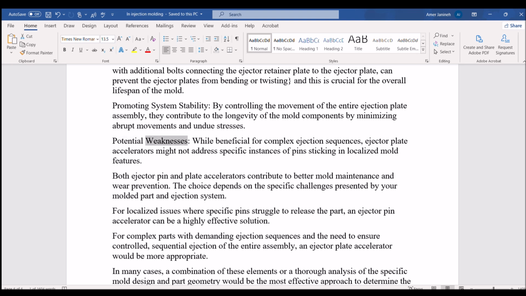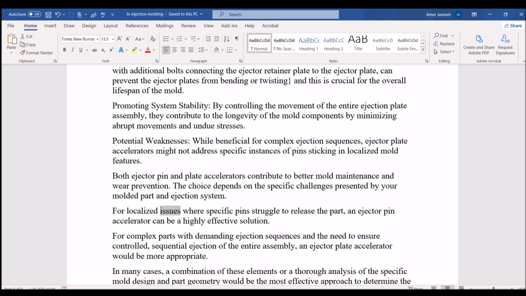Potential weaknesses. While beneficial for complex ejection sequences, ejector plate accelerators might not address specific instances of pin sticking in localized mold features. Both ejector pin and plate accelerators contribute to better mold maintenance and wear prevention. The choice depends on the specific challenges presented by your molded part and ejection system.